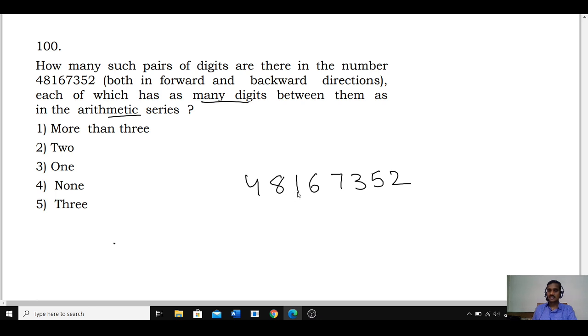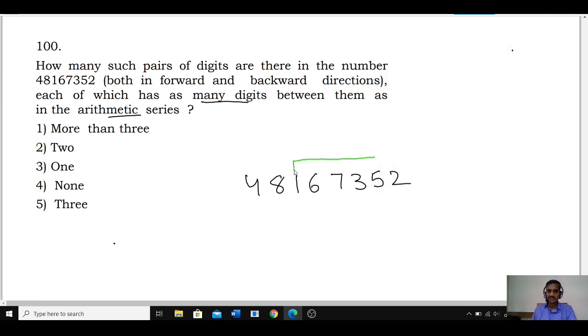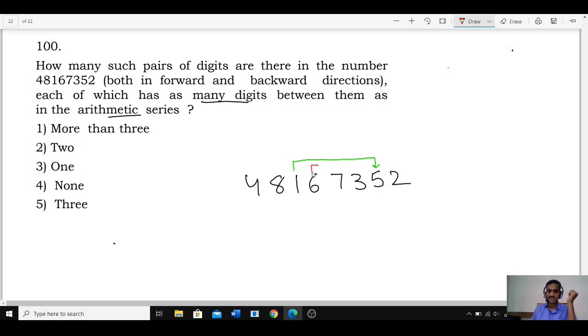8 and 9. Next one, 1, 2, 3, 4, 5, 6. Between 1 and 5, how many digits are there? 3 digits. In the arithmetic series also, between 1 and 5 there are 2, 3 and 4, the same 3 digits. Hence 1 and 5 form a sequence. Next, 6 and 7 are adjacent to each other, and in the arithmetic sequence also 6 and 7 are adjacent.